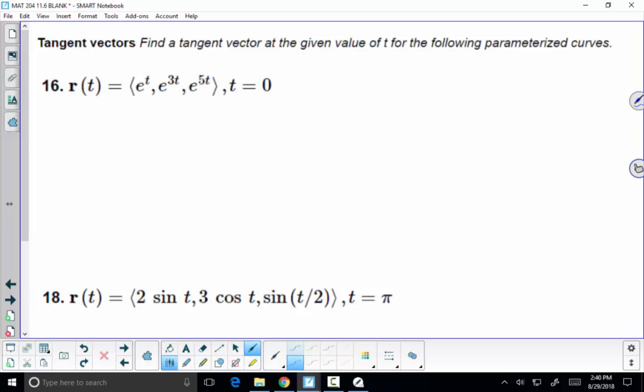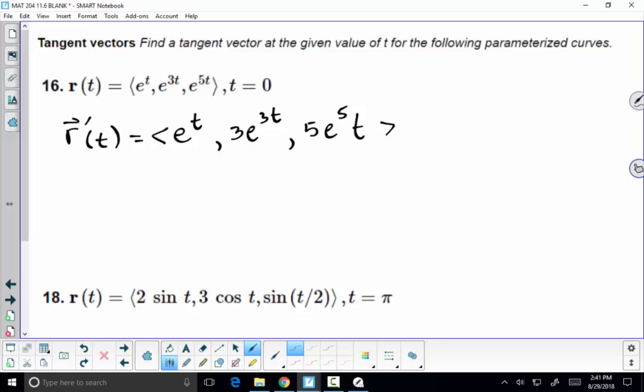So the derivative of r, not too complicated. We just go term by term. So we get e to the t, 3e to the 3t, and then 5e to the 5t. So that is the derivative vector. And we can think of the derivative vector as forming a tangent vector to the curve. Now they ask us to find the specific tangent vector when the t-value is 0. So we plug in a 0 in here. We get that.